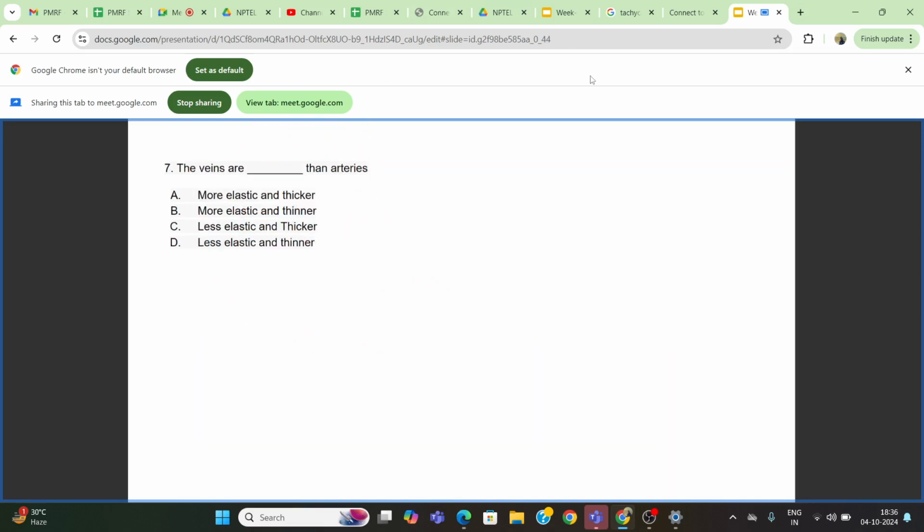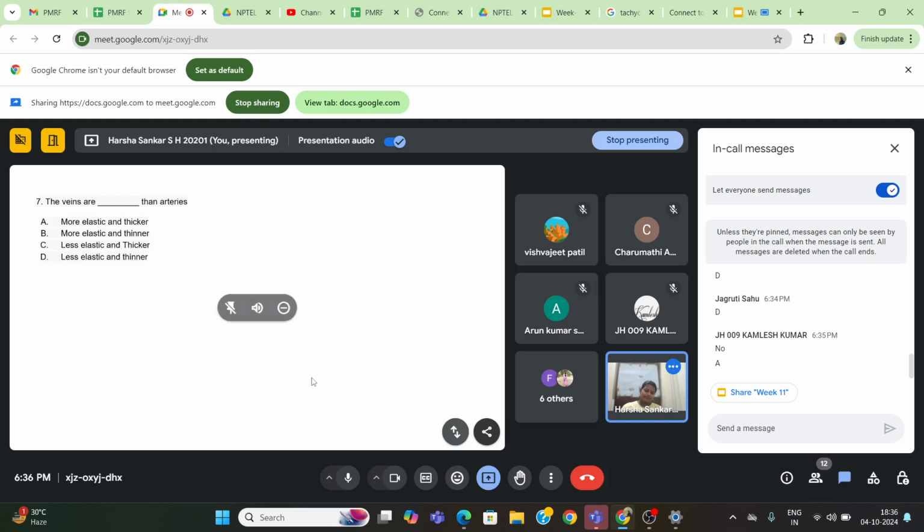Veins are dash than arteries: more elastic and thicker, more elastic and thinner, less elastic and thicker, less elastic and thinner. What is the correct answer? Veins.